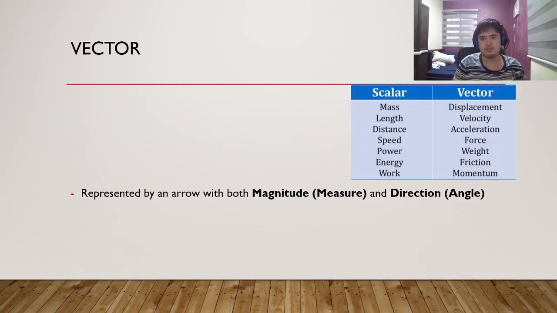Vectors can have units such as displacement, velocity, acceleration, force, etc. These are different from scalar units, which are mass, length, distance, and so on. The difference is that vectors have direction and scalars do not have direction.